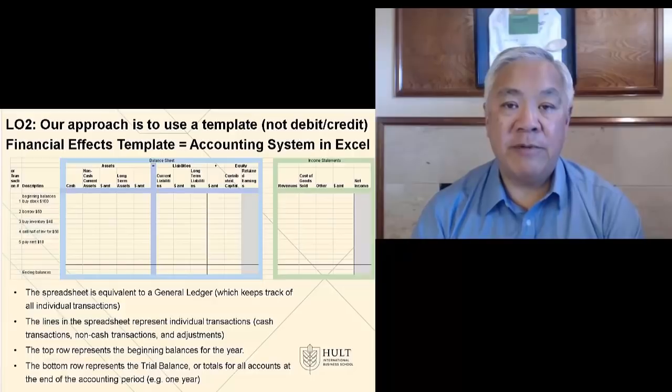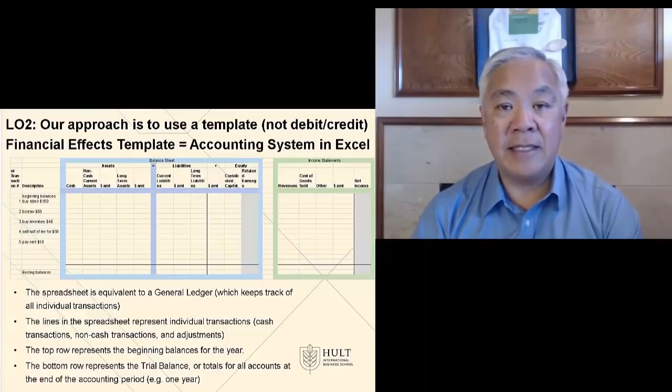And then a couple of notes before we look at the spreadsheet itself. Some of you have accounting background before and you've heard terms like general ledger. Well, the Excel template that we're going to use simulates a general ledger. It starts with beginning balances and then records everything that happened during the year. And if you add all those up, you have the cumulative effect of everything that happened that year. That's what a general ledger does.